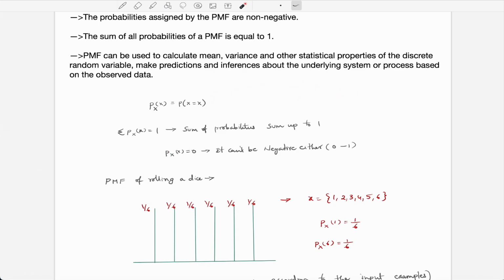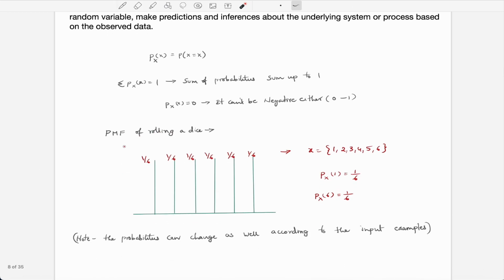Okay, so I just want to give an example so that we have a basic idea about what is going to happen here. The probability mass function of rolling a dice. We just roll a dice here, and our possible outputs are six kinds of outcomes. It may be 1, 2, 3, 4, 5, 6, right?